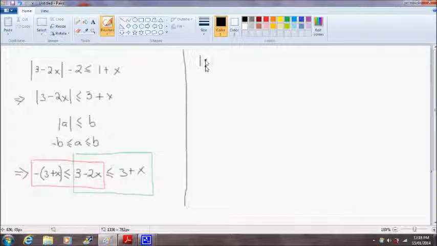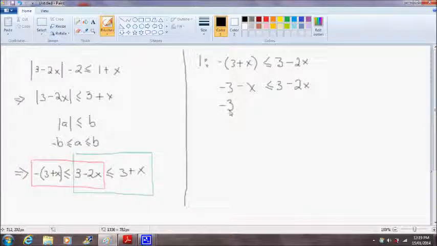So in the first instance, negative 3 plus x is less than or equal to 3 minus 2x. So expanding this bracket we end up with negative 3 minus x is less than or equal to 3 minus 2x. Now I want to work through and get all the x's on the left hand side and all the numbers on the right hand side. So I'm going to add first 2x to both sides of the inequality.